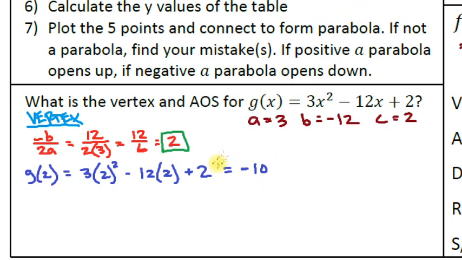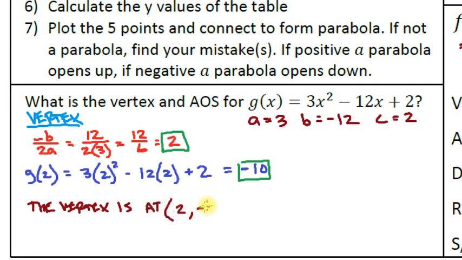So, we know what our vertex is, and I can put in my answer here. The vertex is at 2, negative 10. Alright, so vertex is good enough.